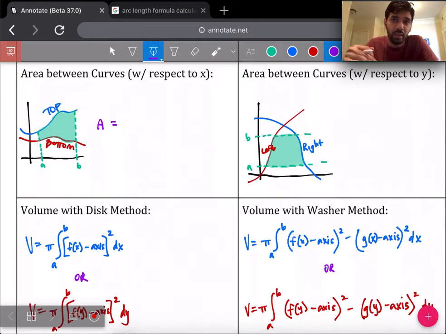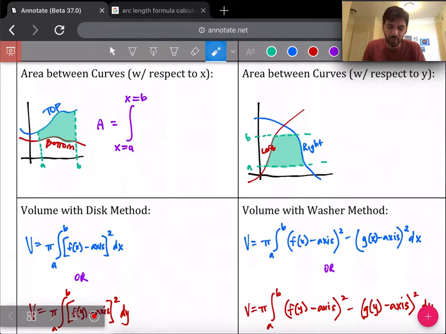top minus bottom, and your bounds are a and b, those x values right there. So actually on the integral, I'll put x equals a and x equals b, because those are x values. They're on the x-axis, a and b are. So just know that this is in terms of x, because everything is in terms of x.